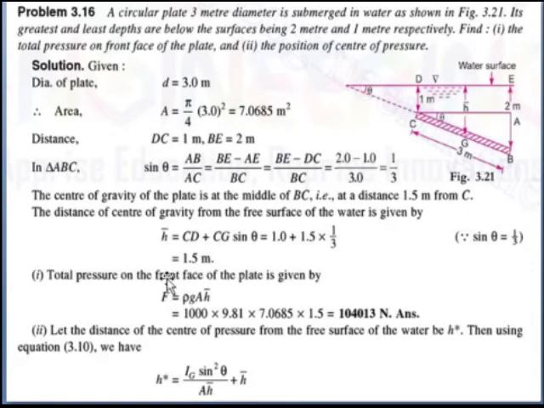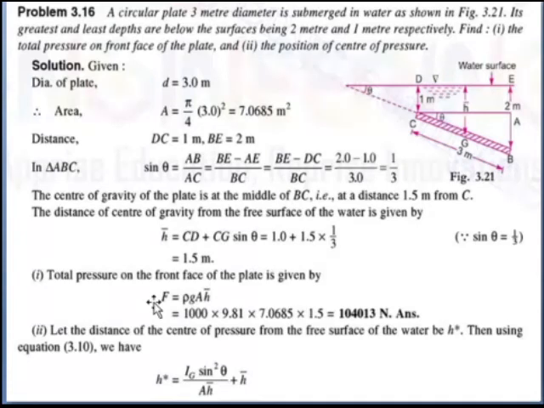The total force on the front face of the plate is given by F equal to rho g A h bar. Rho means 1000, g means 9.81, area we already calculated as 7.0685, and again the value of h bar is 1.5. After multiplying all these terms we get the final value of force.